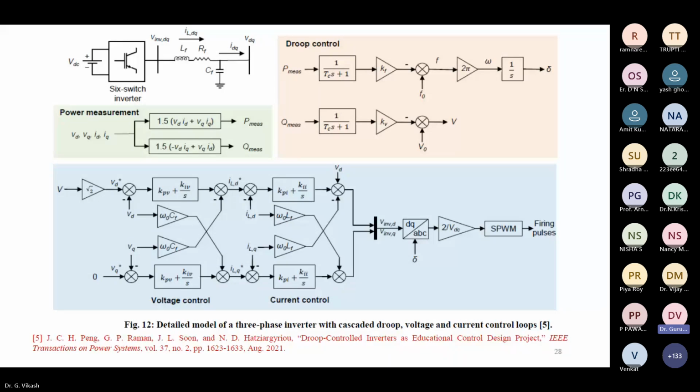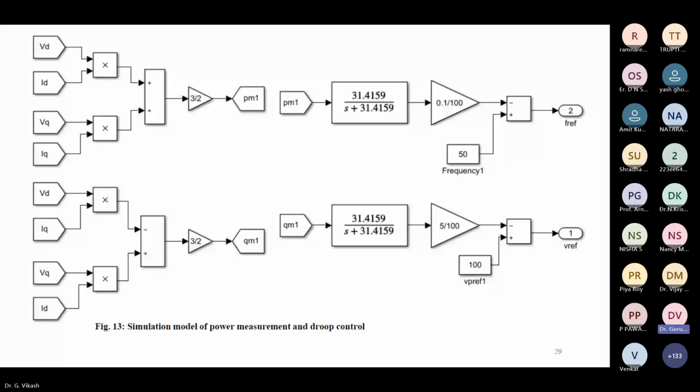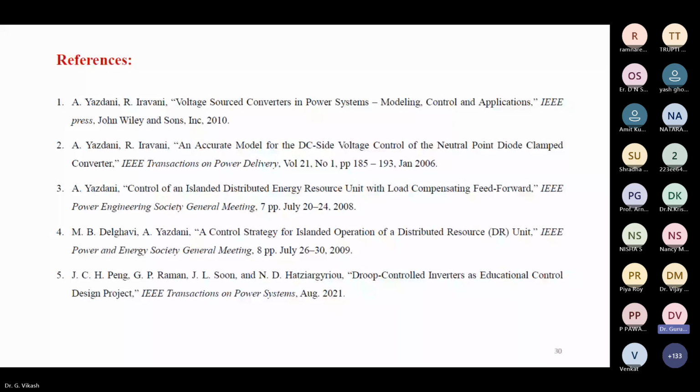That's why he designed that droop controller like this, and all the remaining things are the same as what I have explained in my work. These people are also doing the same thing, but in the droop controller the set points are different. That's it. Everything else is the same. And you know how to design the current control loop, the voltage control loop, and this droop control. So from this lecture, you can easily implement the droop control in MATLAB. This is the simulation model of power measurement and the droop controller. These are some references related to these slides.